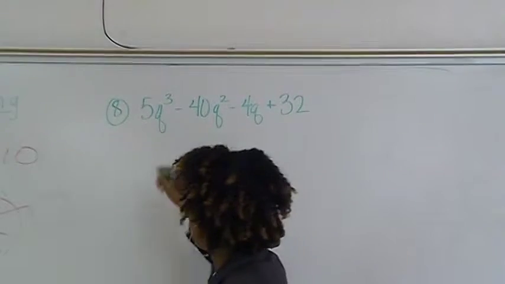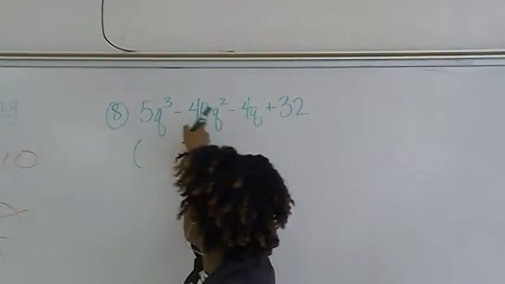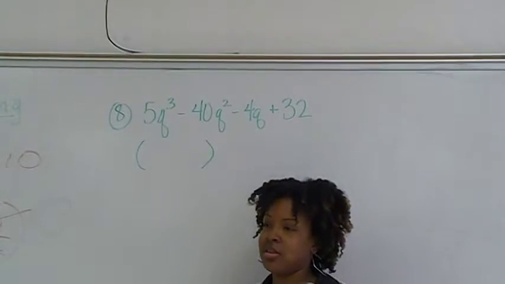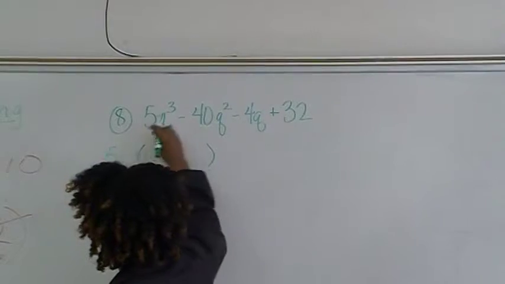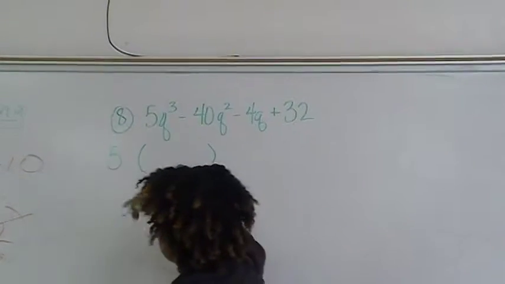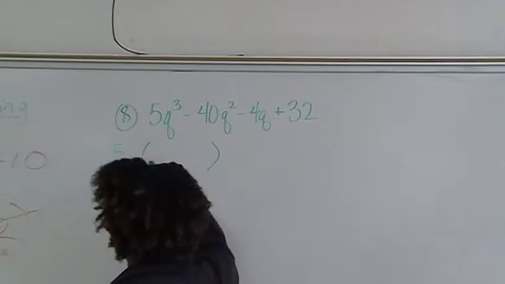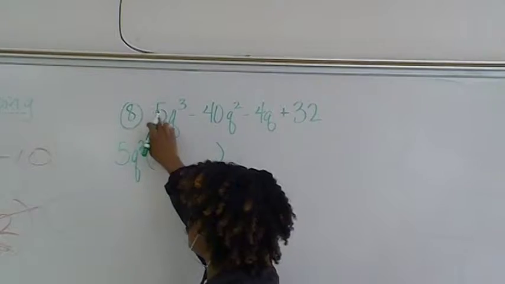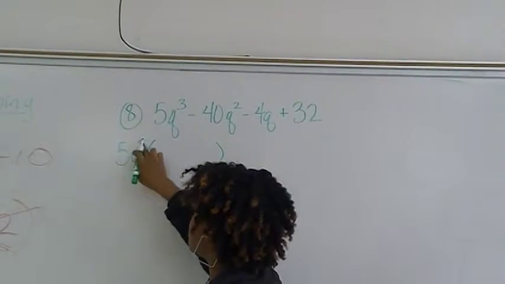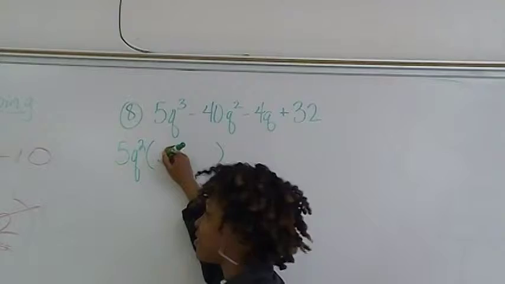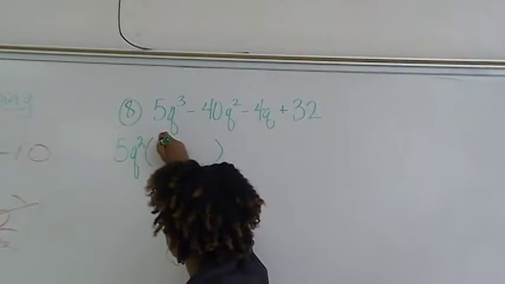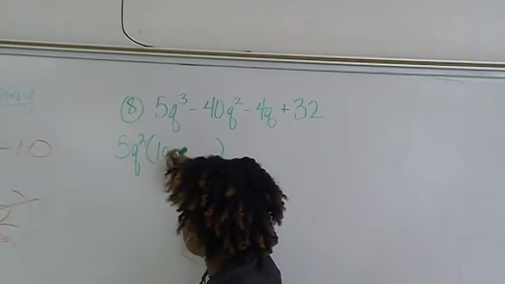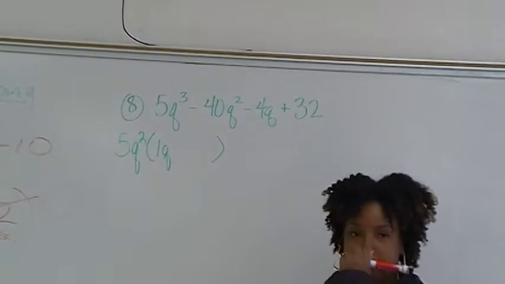Okay, so again, let's find the GCF for the first two terms. What's the biggest number that goes into 5 and 40? 5. Good. And what about q to the third and q squared? Q squared. Good. So now what do you have left? If you take away 5q to the third divided by 5q squared, what's left? 5 divided by 5 is 1. If you want to write the 1, you can. Q to the third divided by q squared is q. Make sense?